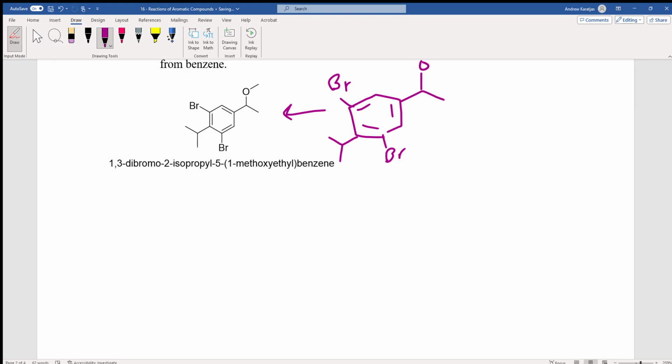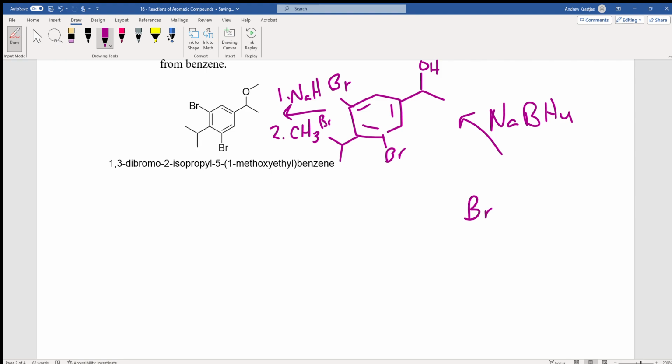And from there, treating with strong base, followed by the correct alkyl halide, in this case bromomethane, I'll get a Williamson ether synthesis or an SN2 reaction to form the ether. The alcohol I could very likely make from a reduction of the corresponding ketone.